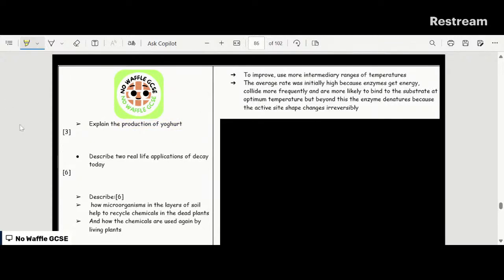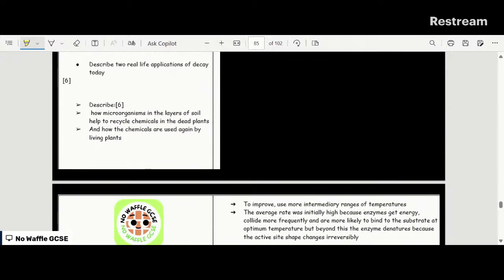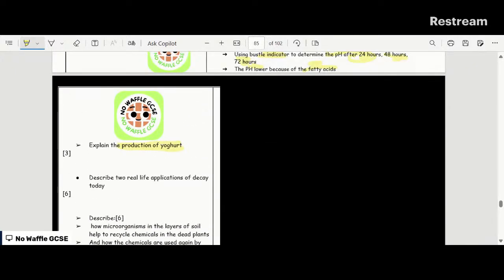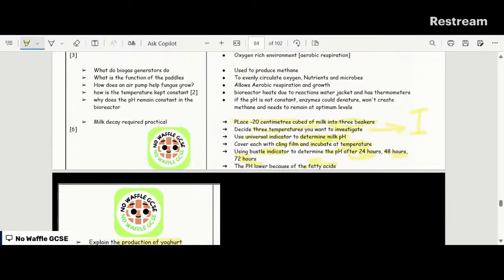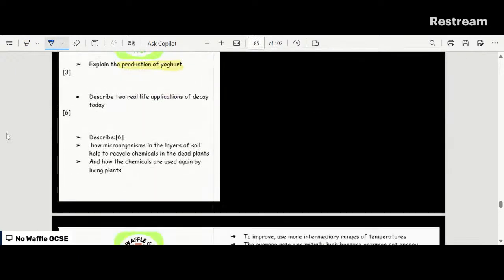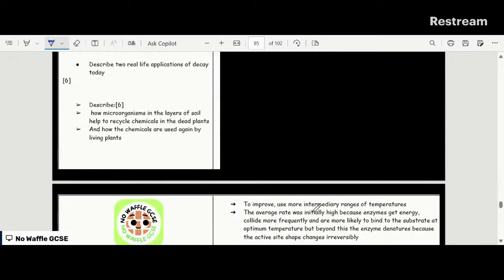Before we move on to that question, it's worth going over ways to improve this milk decay practical. To improve, use intermediary ranges of temperatures, so more closer ranges. The average rate was initially high. They might ask that because you may be asked to draw a graph about the rate of enzyme action, and you can see it's the steepest slope at the beginning, and you may be asked why.